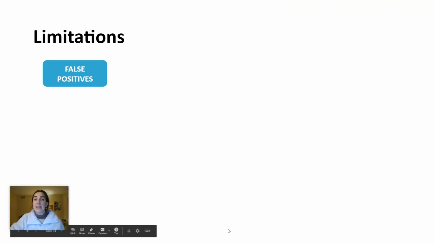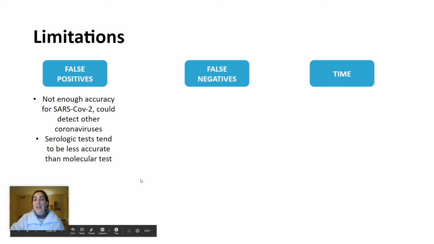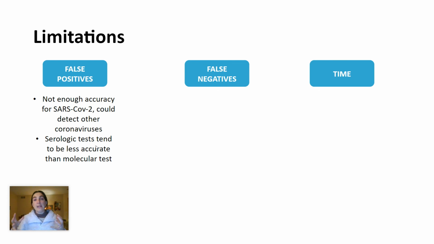ELISAs do have some limitations, though. It's possible to get false positive and false negative results, and it takes some time. False positives can happen if perhaps this test is detecting another coronavirus. Coronaviruses are a big family of viruses, and COVID-19 is just one of them. So you can get some false positives.